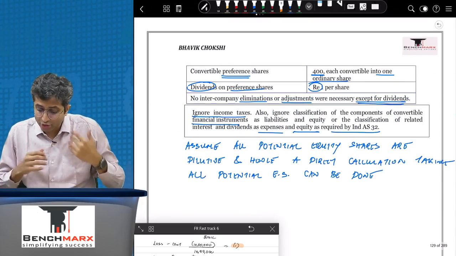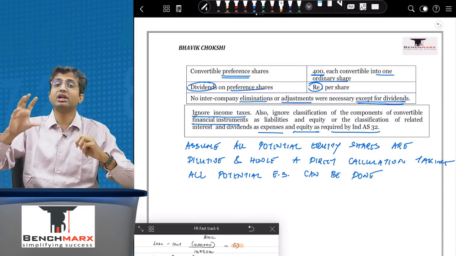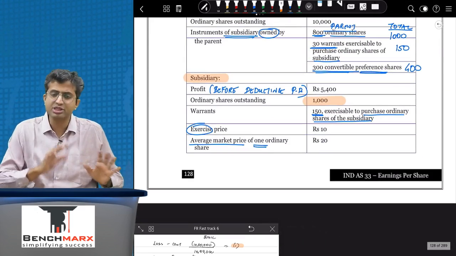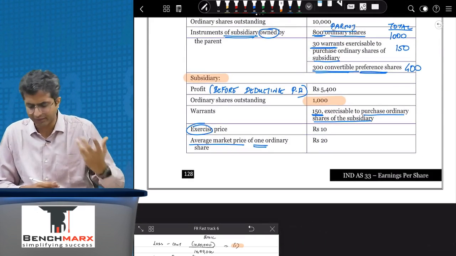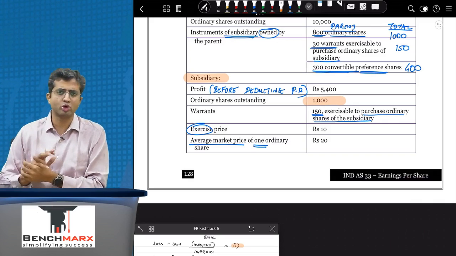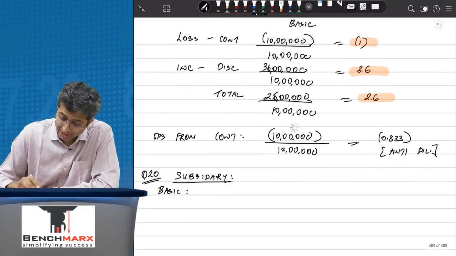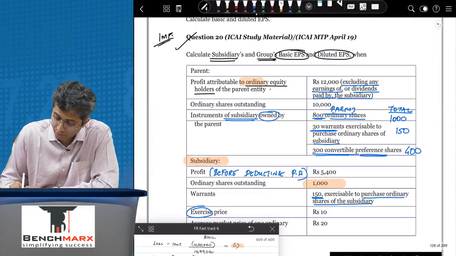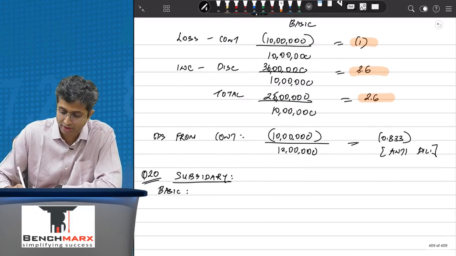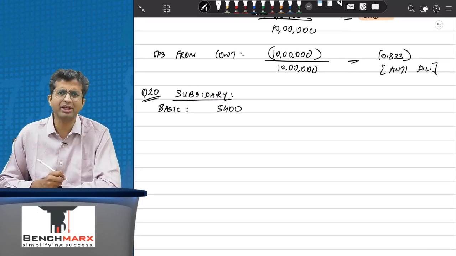The question clearly tells you, you ignore the classification. As per IND AS 32, you even ignore the accounting that some of them should be expenses, some of them should go to equity. Nothing is to be done, and hence we have clarified and said it is before preference dividend. But even if we had not clarified, we can still take this 5,400 to be before preference dividend. That is, we are ignoring the 109 concepts. Okay, so the profit over here is 5,400, but unlike what was given over here, which was profit attributable to ordinary shareholders, here it is profit which is not necessarily attributable to ordinary shareholders. You will have 5,400 rupees.